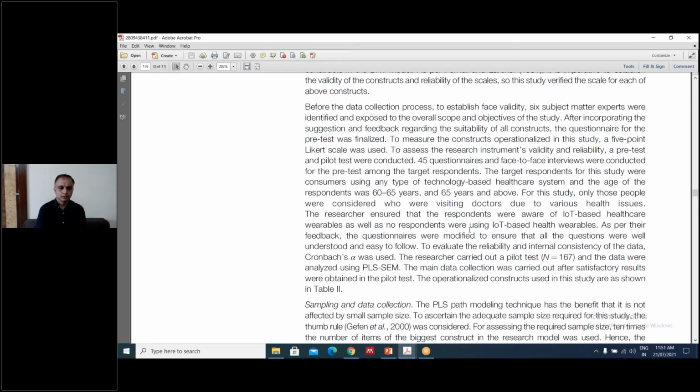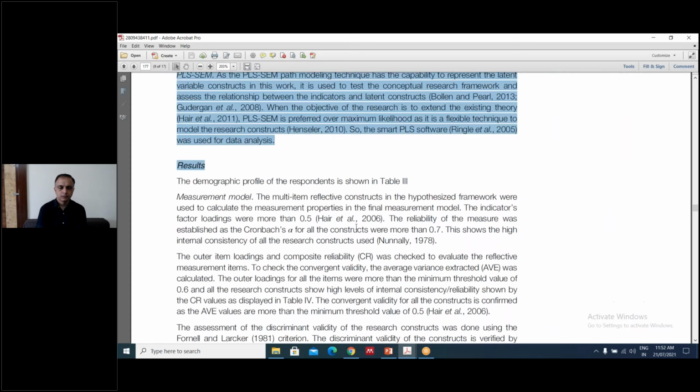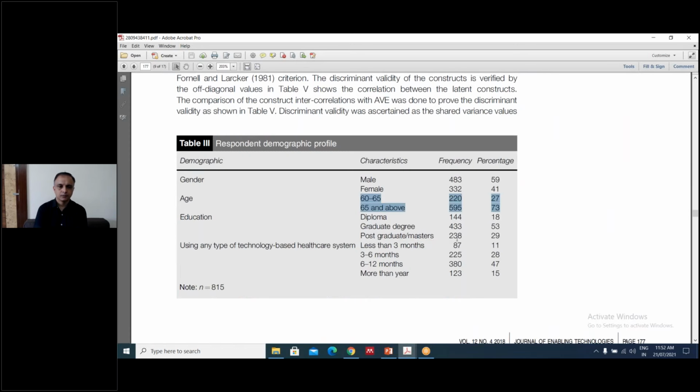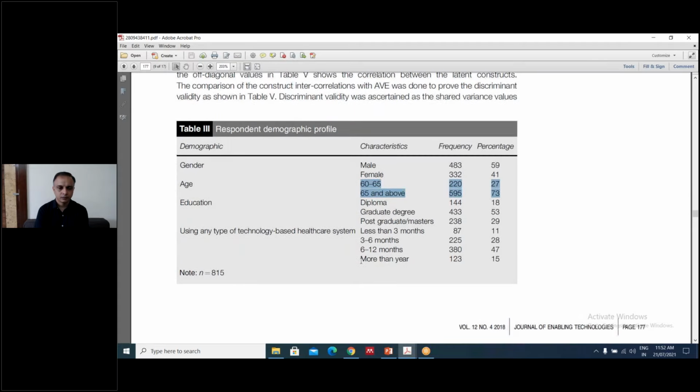So you can see the maximum, this is the age. This is the most important point of the study. People 60 plus, the 60 to 65 bracket and the 65 and above bracket, all of them having some particular health ailments, all of them using some type of technology. All these things have been very clearly mentioned in the demographic table. Total sample size is 815.